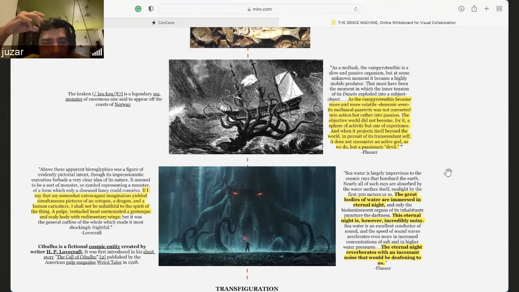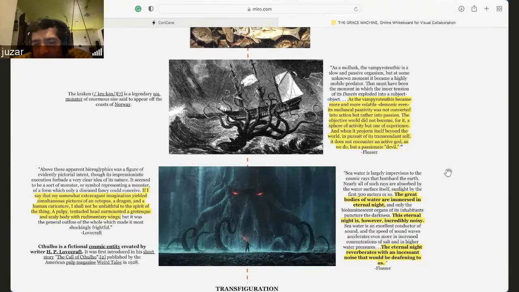And below it is another image of Lovecraft's Cthulhu. Cthulhu is a fictional cosmic entity created by the writer H.P. Lovecraft. Above these apparent hieroglyphics was a figure of evidently pictorial intent. If I say that my somewhat extravagant imagination yielded simultaneous pictures of an octopus, a dragon, and a human caricature, I shall not be unfaithful to the spirit of the thing. A pulpy, tentacled head surmounted a grotesque and scaly body with rudimentary wings.